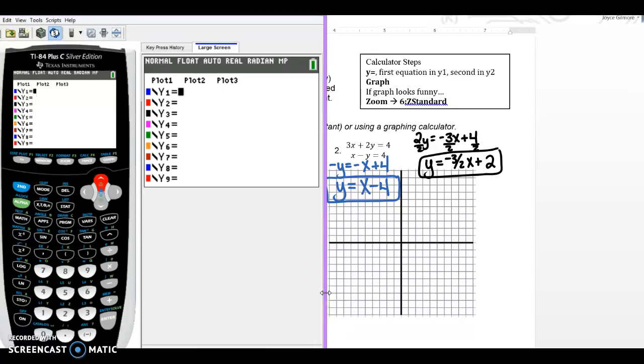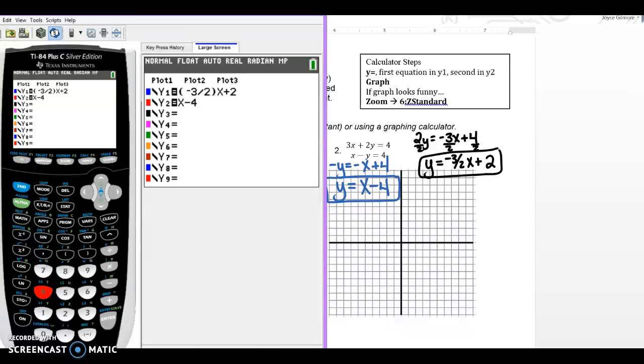All right. So to enter negative 3/2 in the calculator, I strongly suggest parentheses. Make sure you use your negative button, not your minus button. Your minus button will create all sorts of errors. You want to use the negative button. Negative 3 divided by 2. Close your parentheses. That's the fraction negative 3/2. Remember, x is the button right next to your green alpha button. And x minus 4.